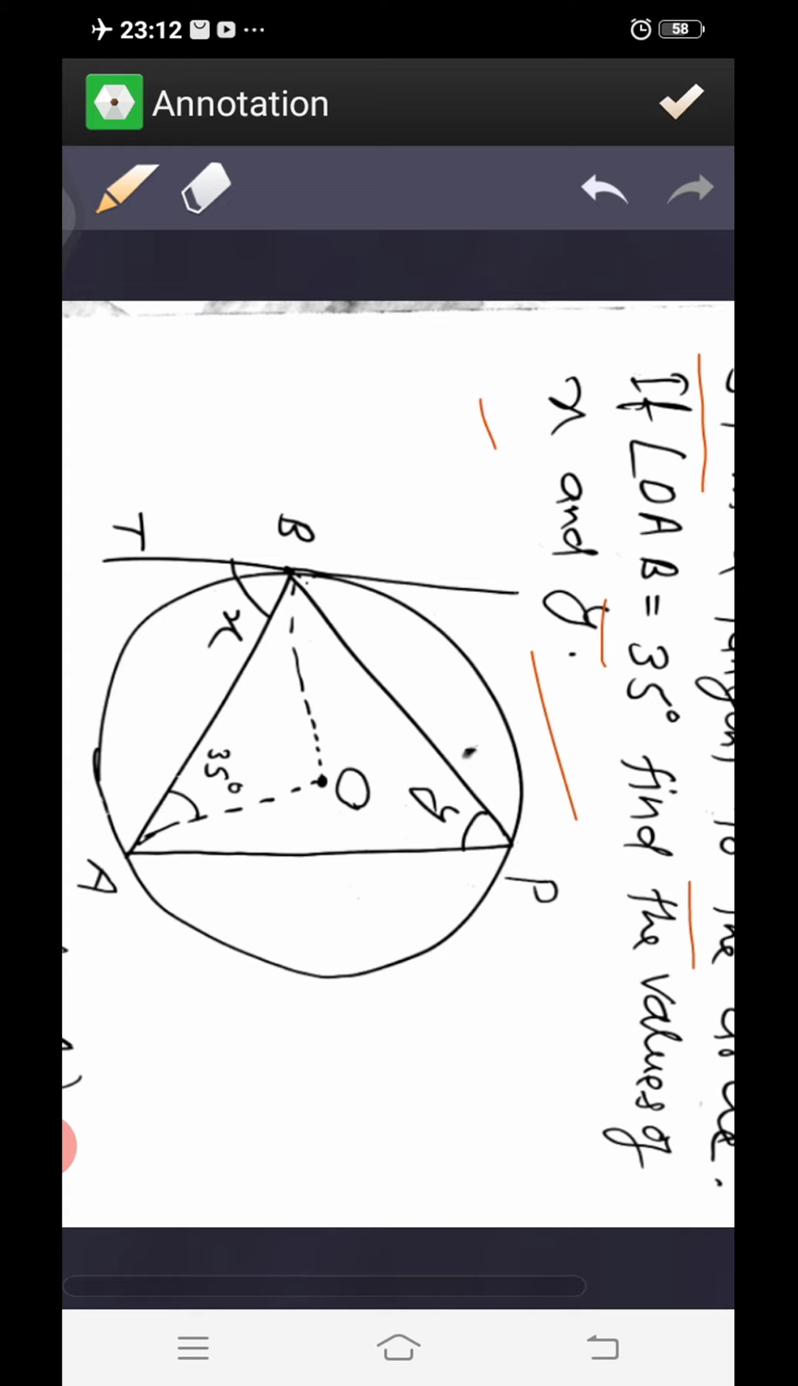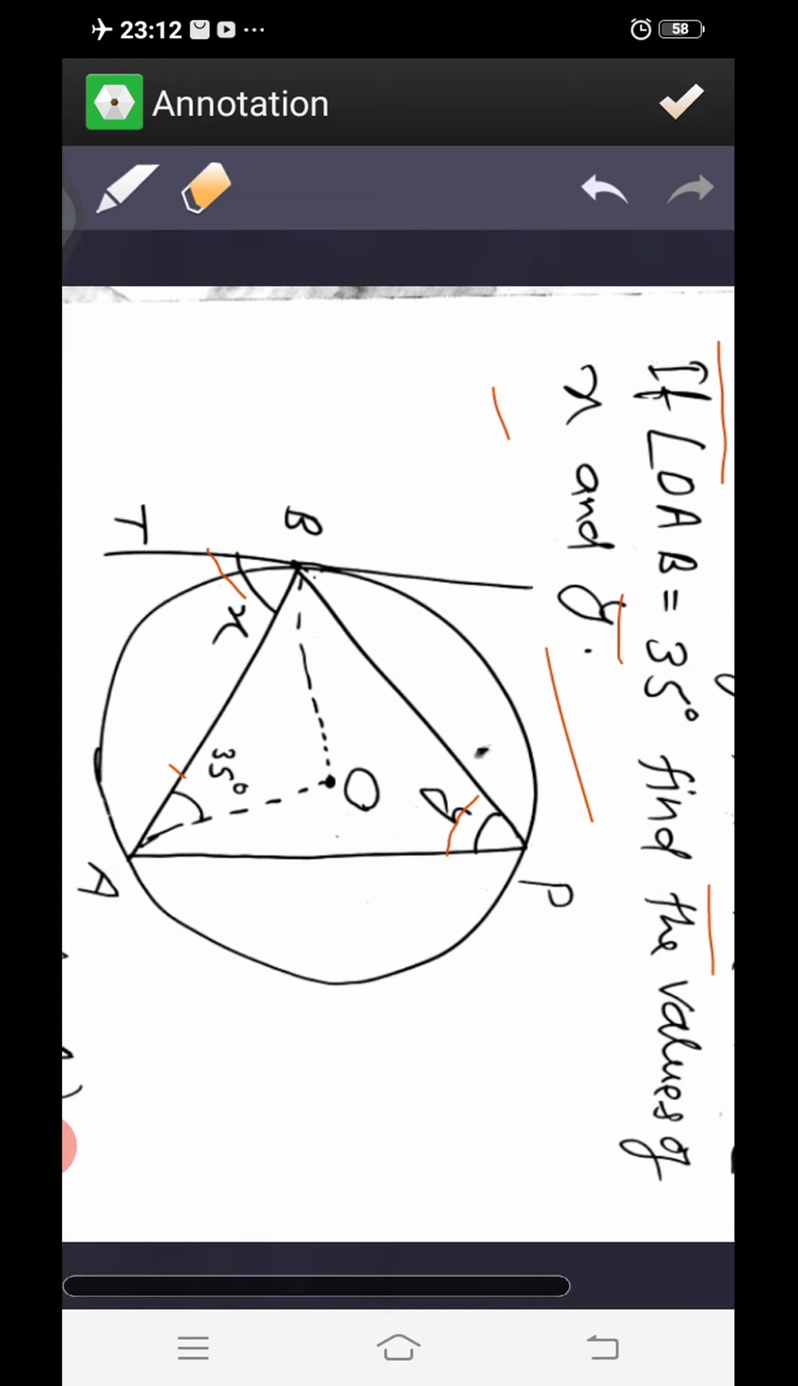So what can be here? You see that x and y, both are angles of alternate segment. These both angles will be equal. So first of all we have come to know that x and y are equal. If we get any one of the values, then we will get both values. Now angle OAB is given 35 degrees. So angle OBA will also be 35 degrees, because OB equals OA, isosceles triangle. So both base angles will be equal.